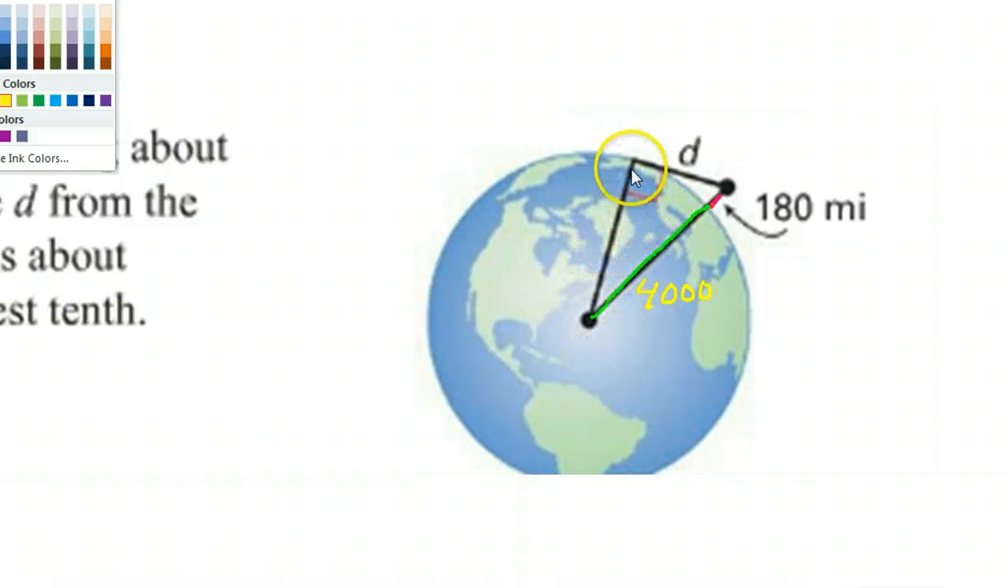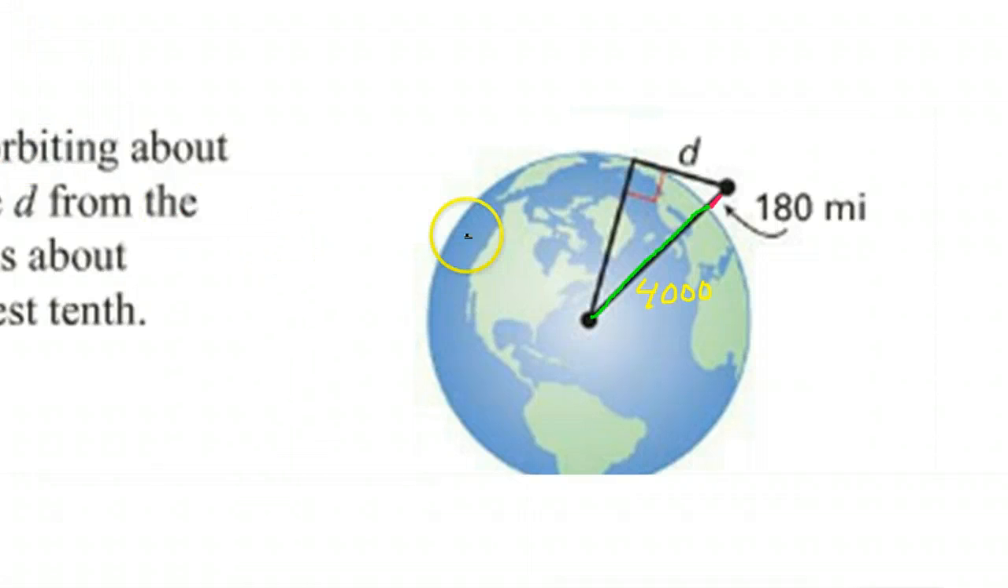And another thing: what about this other side? I'm trying to pick a color that will show up. Maybe this will work. On this side over here, we have the total of these two, so that's 4,180 miles. That's the hypotenuse. What about this side over here, though? Well, guess what? That's going to be 4,000, because that's another radius. Both radii should be the same.